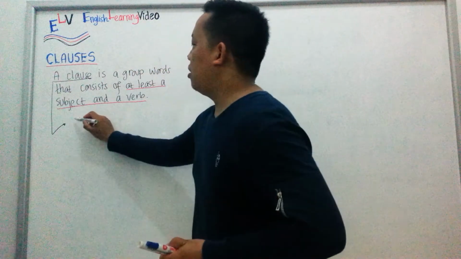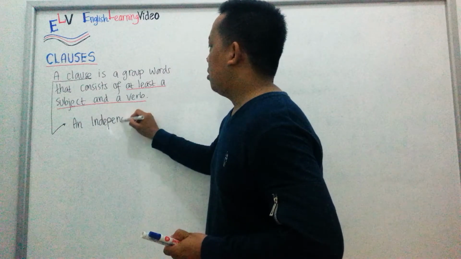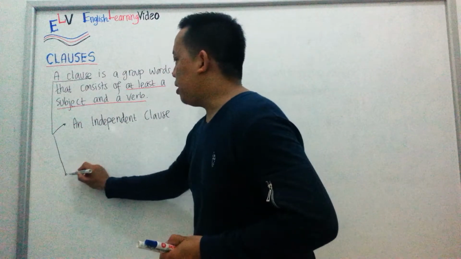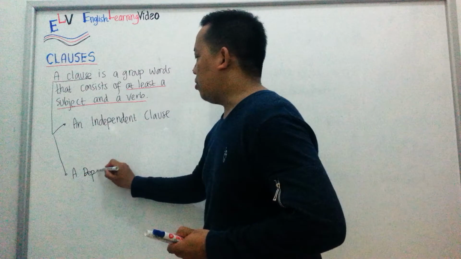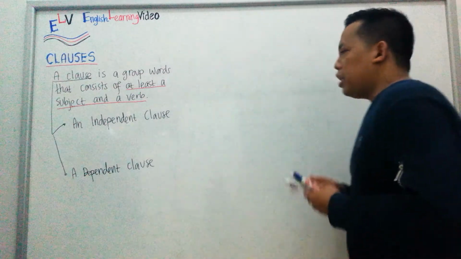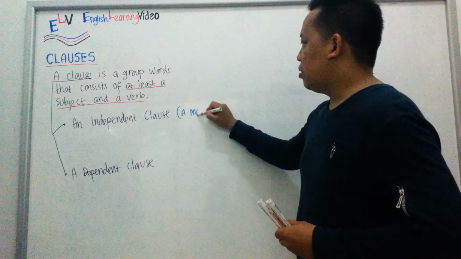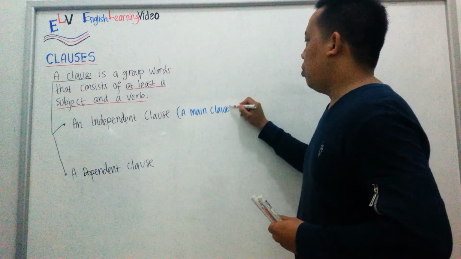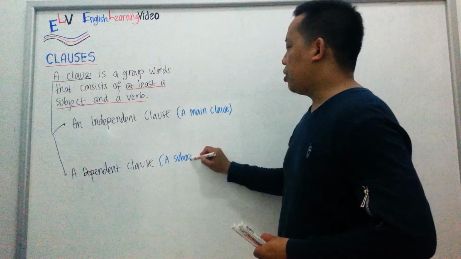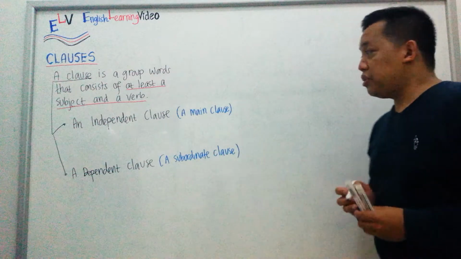First is an independent clause, and the other one is a dependent clause. An independent clause is also known as a main clause, while a dependent clause is also known as a subordinate clause. Let me tell you the differences.